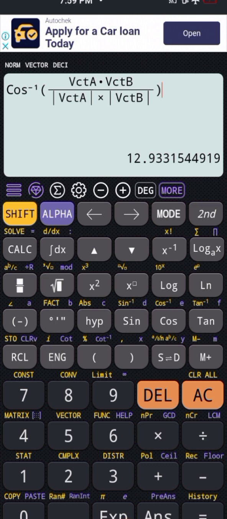So this is how you do this stuff with your Casio calculator. You can try other questions to see if you are very good at this. So thank you.